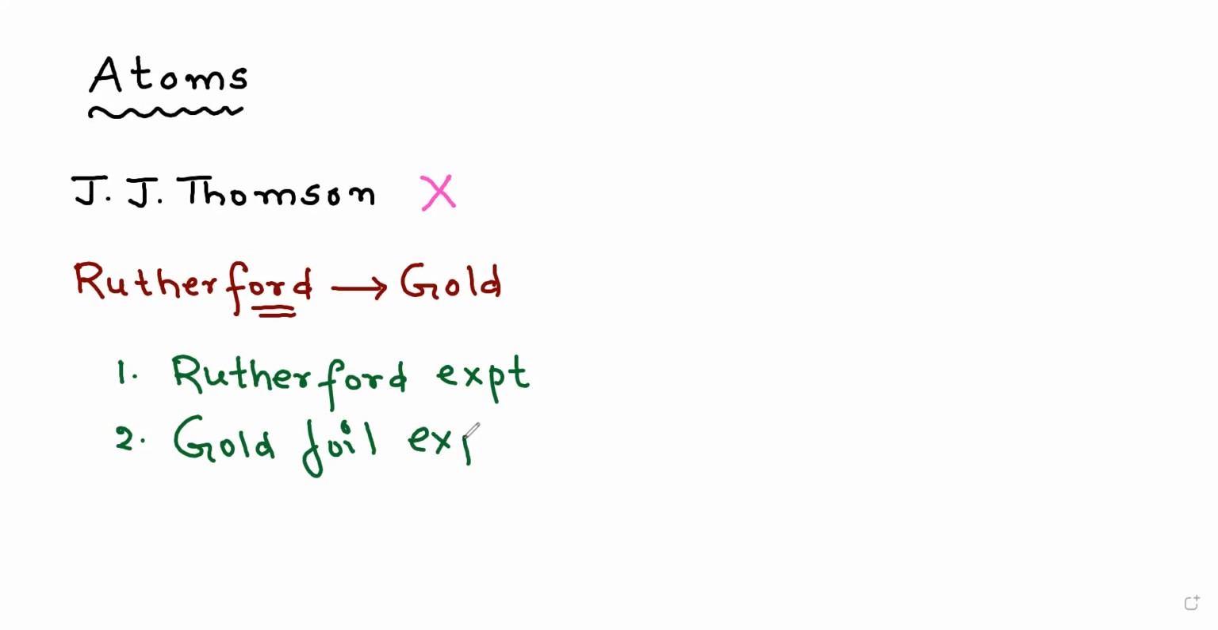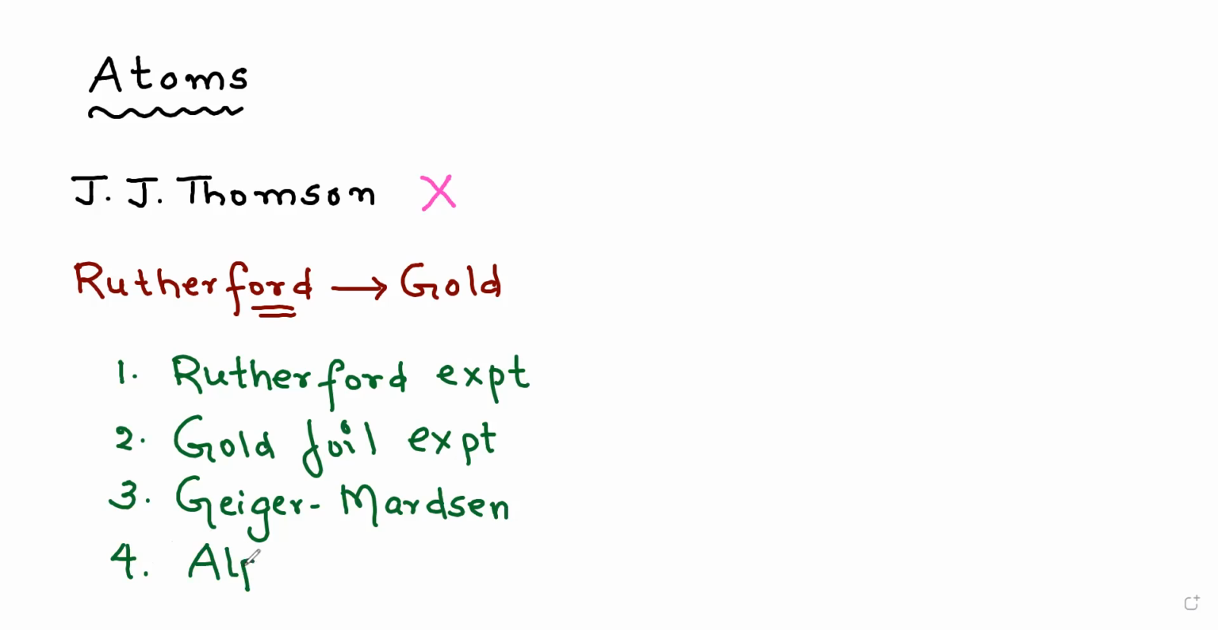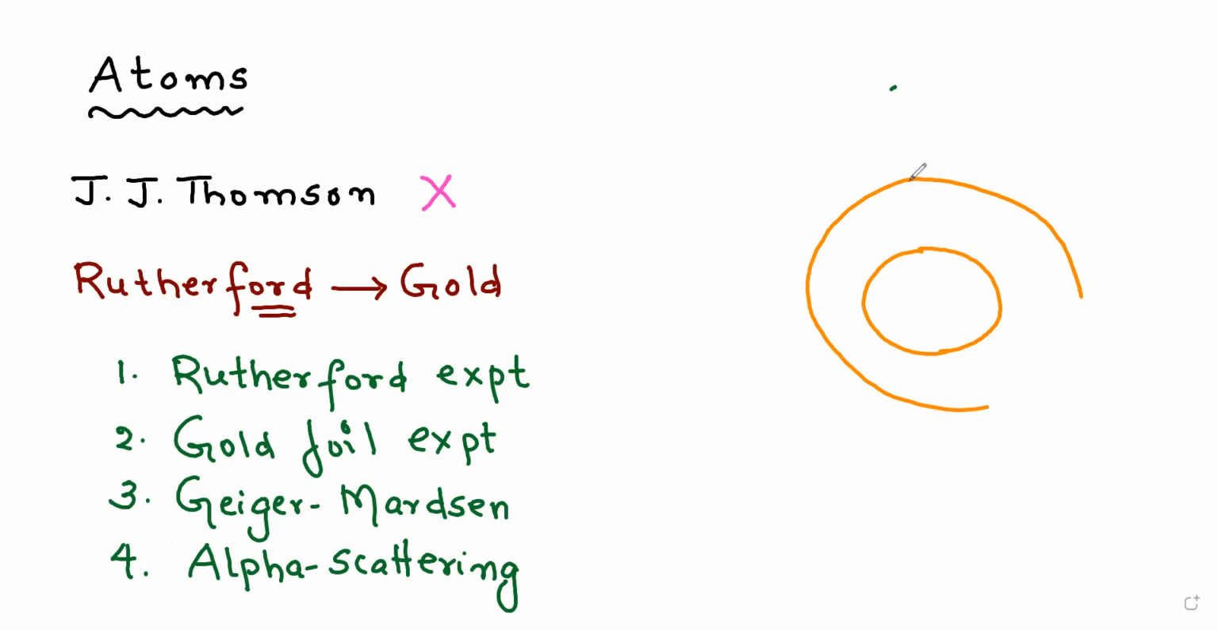And this experiment was first done by Geiger and Marsden. Therefore, it is also known as Geiger-Marsden experiment. And since alpha particles were used for the scattering experiment, it is also known as alpha scattering experiment. So four names are given for the Rutherford experiment, and the experimental setup was he took thin gold foil and he passed alpha radiations through it.